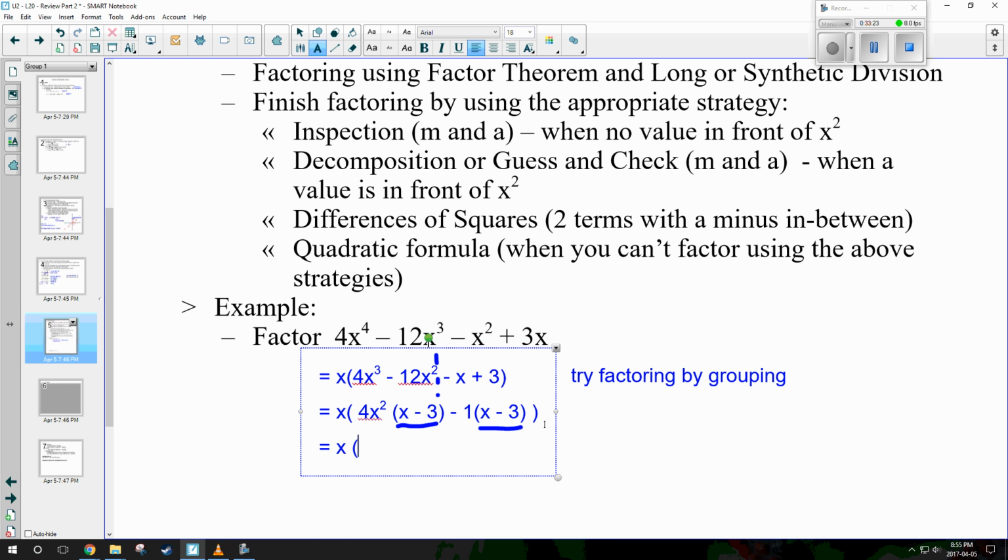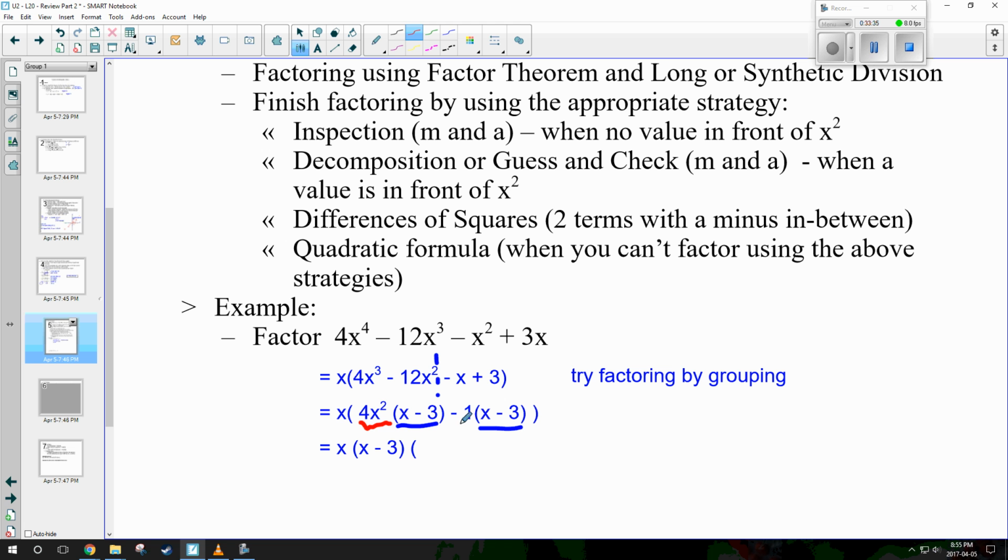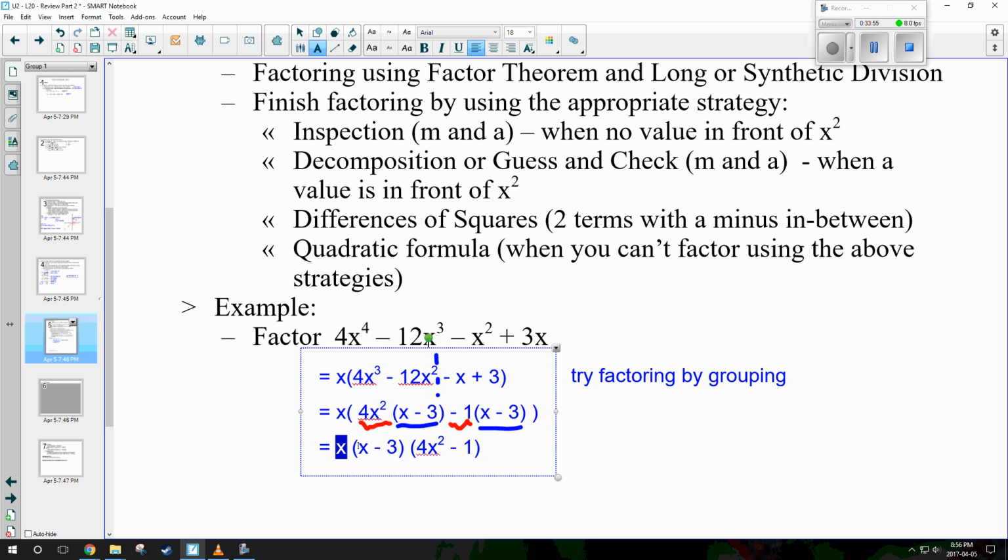So let's continue. Now that those 2 brackets are the same, they make our first bracket here in our final answer. And then remember, everything in front of those 2 brackets makes up our second bracket. So our second bracket then is 4x minus 1. Or sorry, 4x squared minus 1.